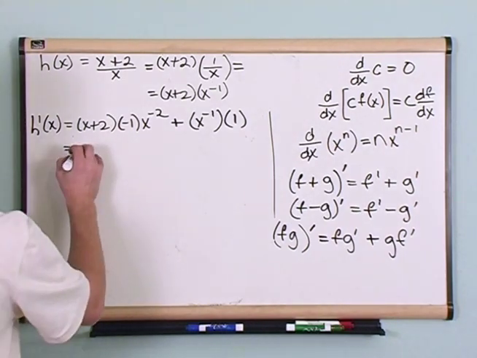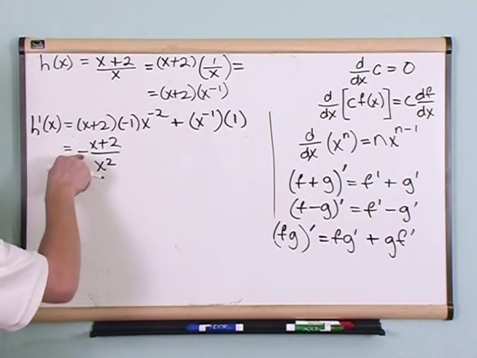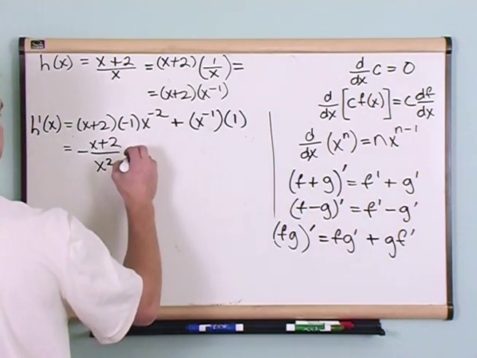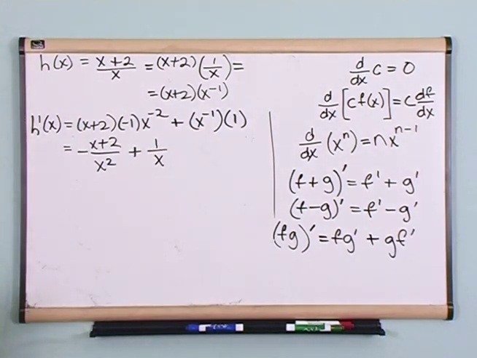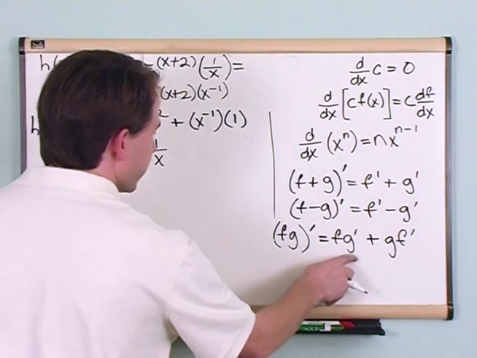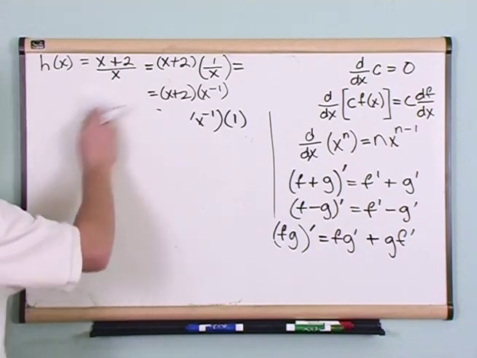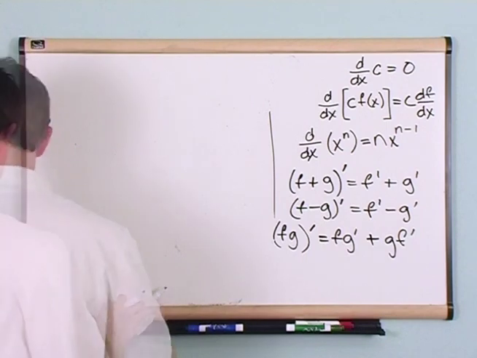is going to be negative x plus 2 over x squared. I just have the negative out front, x plus 2, put the x squared on the bottom because it's a negative exponent. Okay, and then over here, this is going to be plus 1 over x, which is this guy right here, 1 over x. Okay, so that's an example of how you would apply this guy right here. The first times the derivative of the second plus the second times the derivative of the first.